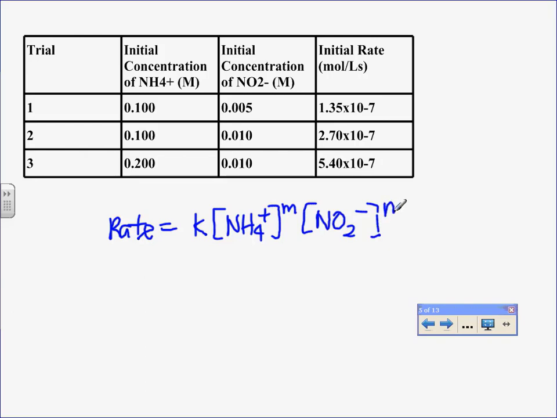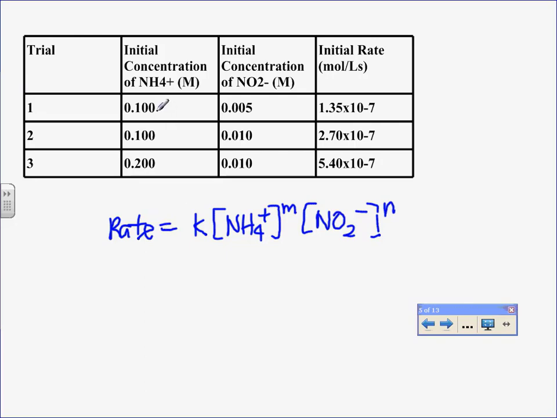The exponents of the reactants each need to be determined experimentally and separately from one another. So in order to set up an experiment, what we need to do is change the concentration of one reactant at a time and look at the impact on the rate of the reaction.